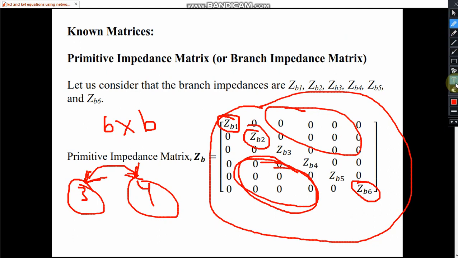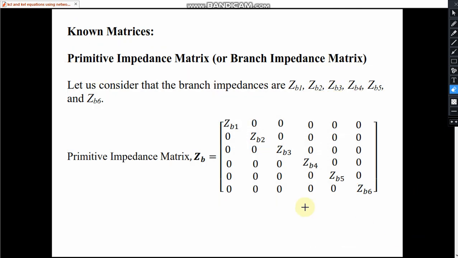So primitive impedance matrix is a known matrix. Okay, it is a known matrix. Why is it a known matrix? Because circuit is given, and by looking at the circuit, first of all we can find out primitive impedance matrix. Simply insert the values of these impedances. Okay.